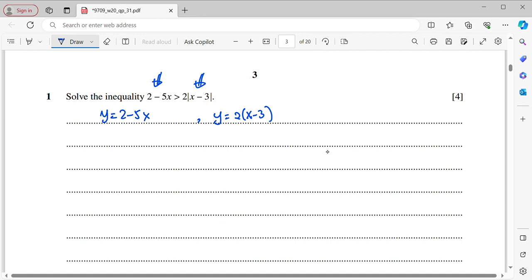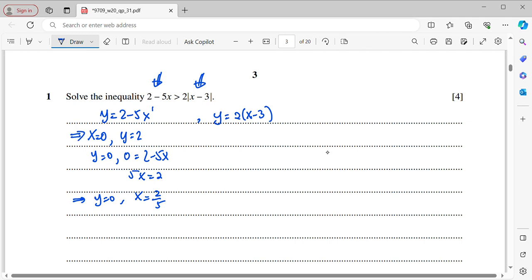For y equals 2 minus 5x, we know that the degree of x is 1, so we just need 2 points to get a straight line. When x equals 0, y is going to be 2. And when y equals 0, we get 0 equals 2 minus 5x. Therefore, 5x equals 2, hence x equals 2 over 5. So these are the 2 points.